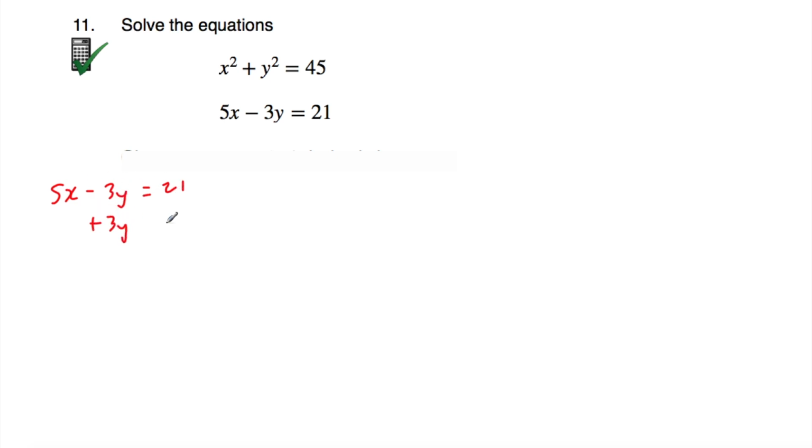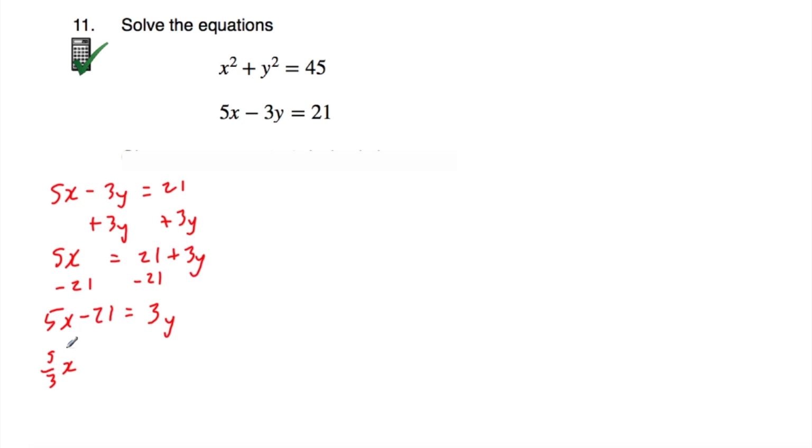So I'm going to add 3y to both sides. On the left-hand side, we're just going to have 5x, and on the right-hand side, we're going to have 21 plus 3y. Now we want to get rid of this 21, so let's take away 21 from both sides. On the left-hand side we'll then have 5x minus 21, and on the right-hand side we'll be left with 3y. Now if we divide everything by 3, the left-hand side gives 5x divided by 3, so it's going to be 5 over 3 x, or you could write 5x over 3, however you wish to write it.